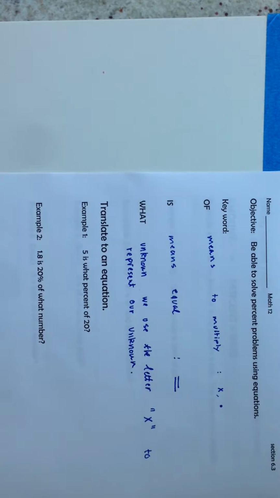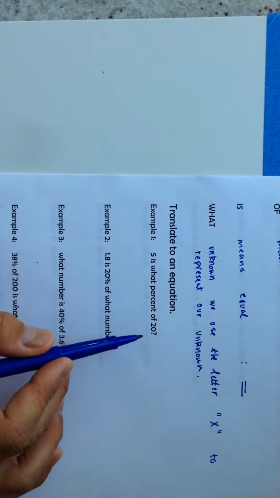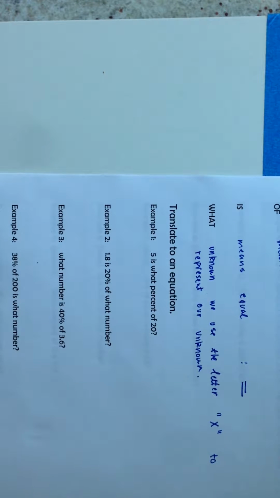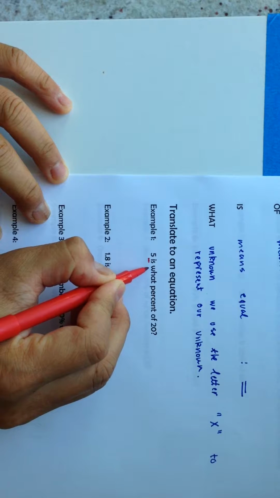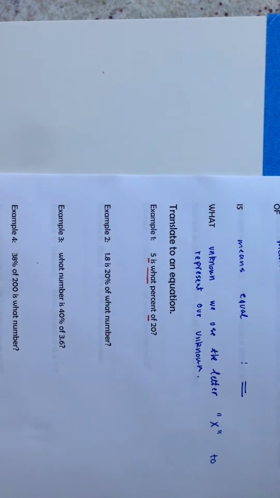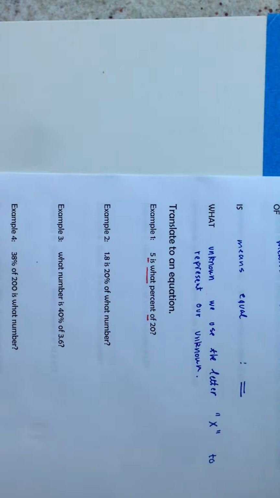Okay, so let's go ahead and learn how to translate from a sentence into an equation, and then on the next page I will show you how to solve those equations using these specific keywords. Notice that I see three keywords in the first example: the word is, the word what, and the word of. I'm going to use the appropriate symbol every time I see each one of those words.